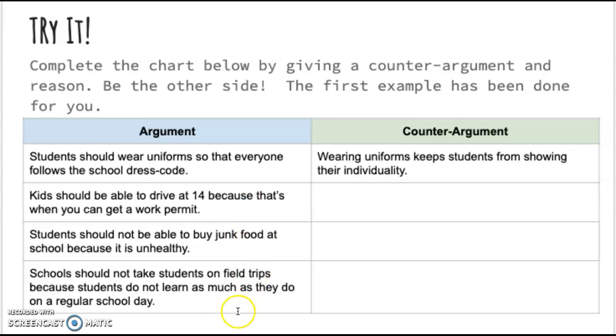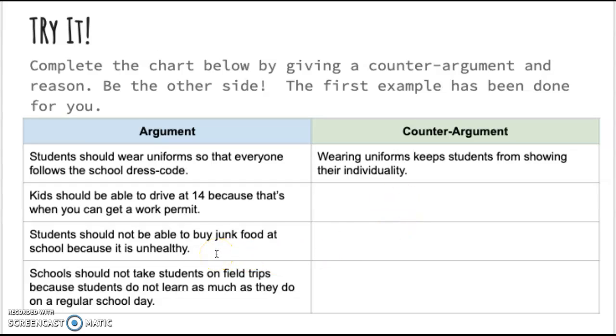So you're going to do these other 3 examples on your own. I'll read the arguments out loud to you, and your only job is to fill in the counter argument side and then click submit, and then you're done. Kids should be able to drive at 14 because that's when you can get a work permit. So you're going to think about the other side of that argument and write one good reason why kids should not be able to drive at 14.